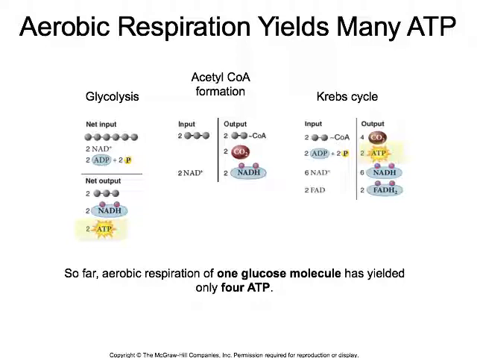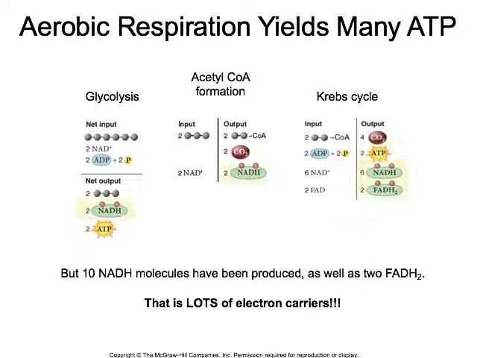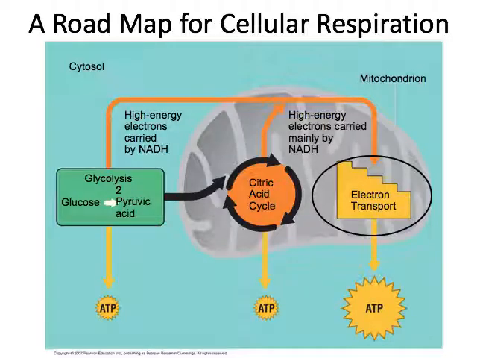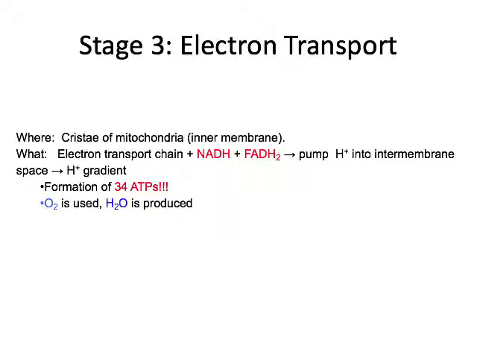So far, the aerobic respiration of 1 glucose molecule has given us only 4 ATP. That's not very much, and it's not enough to keep things alive. But 10 electron carrier molecules have been produced, as well as a couple more. That's lots of electron carriers. What happens to these electron carrier molecules? Well, they deliver electrons to the electron transport chain. And it's during this part of the process that tons of ATP is produced.